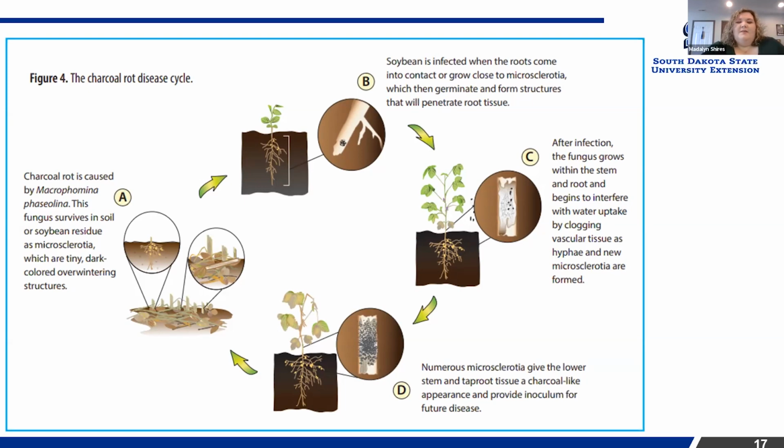And again, once it hits that pod fill life stage, the fungus begins reproducing a lot and completely clogs the nutrient transport system, the phloem and vascular tissues. And you end up with the stems having that charcoal looking appearance because there's so much fungus growing within the stem. And after that, it starts over again as those residues end up either staying in the field or getting tilled into the soil.